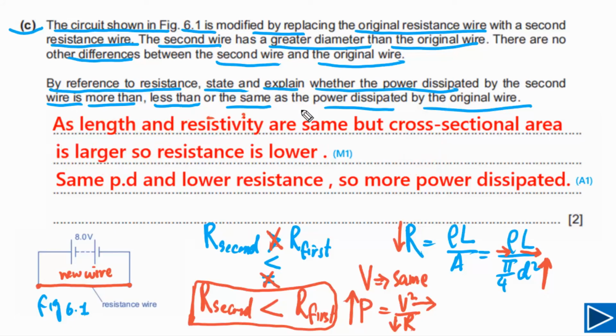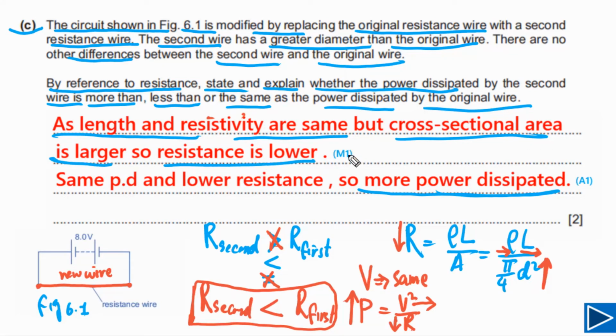In your answer, you have to mention power dissipated is greater. So this is one. The second one you have to mention is that the length and resistivity are the same, cross-sectional area is larger, so resistance is lower. And this is an M mark, meaning it has to be in your answer. Same potential difference across wire and lower resistance, so power dissipated is greater.